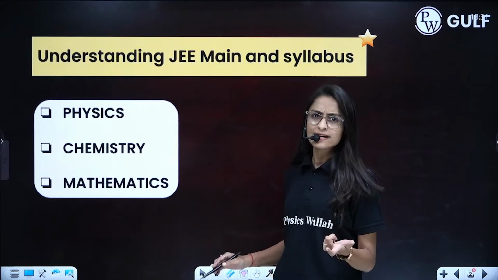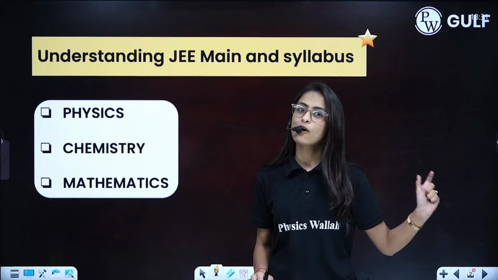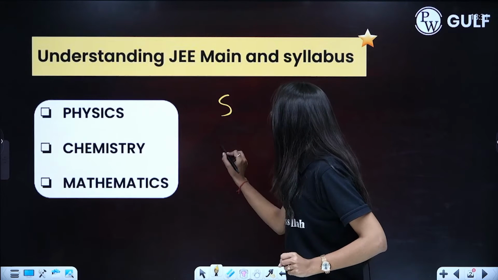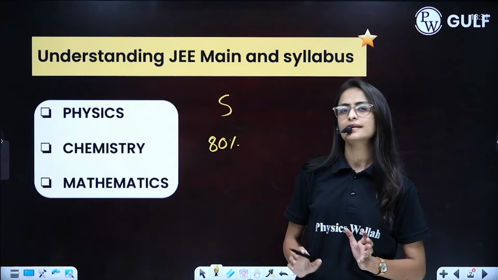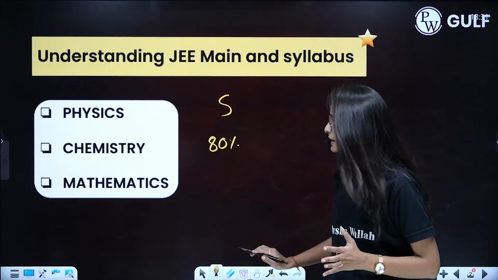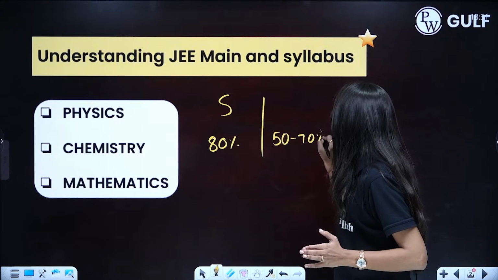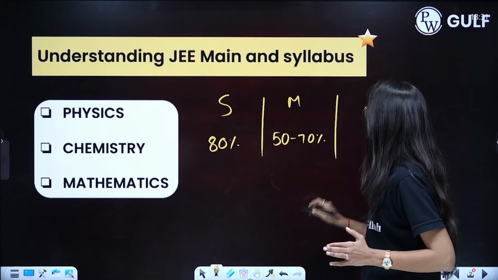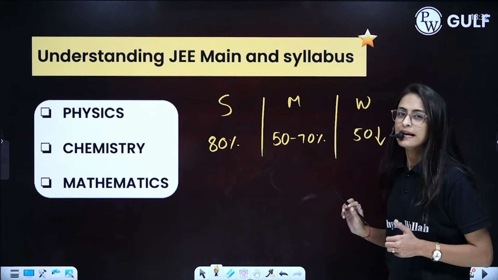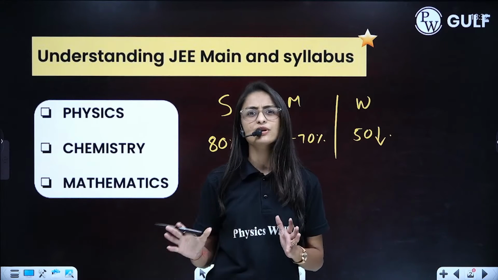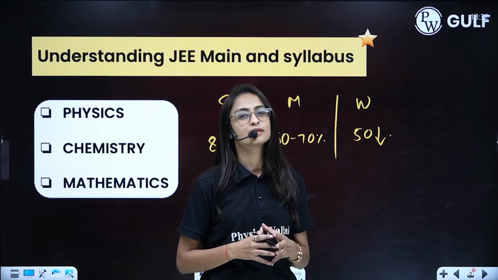So how to identify whether you have a stronger, medium or weaker chapter? When you are able to solve 80% of the questions from your chapter, that means you can categorize that chapter in your stronger bucket. If you are able to solve 50 to 70%, that could be your medium chapter, and weaker is less than 50%. Whenever you are solving questions, if you are able to solve 5 out of 10, you can consider that chapter in the weaker criteria.